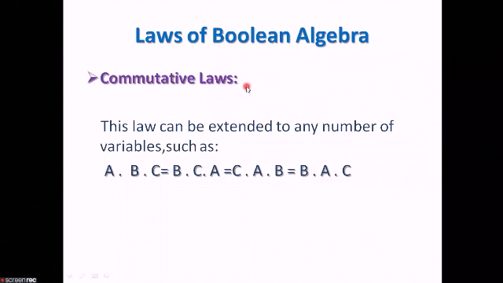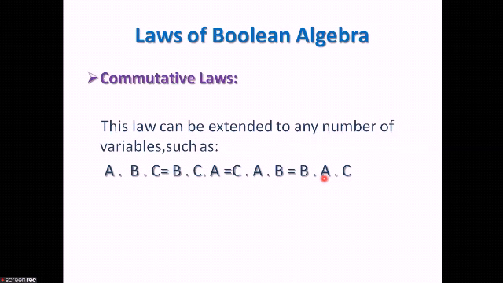Next, in the case of the commutative laws, which fall under the laws of Boolean algebra, this law can be extended to any number of variables, such as A dot B dot C is equal to B dot C dot A is equal to C dot A dot B equal to B dot A dot C, which is an extension of law number 2, which was A dot B equal to B dot A. And the proof we have already done in the previous slide.